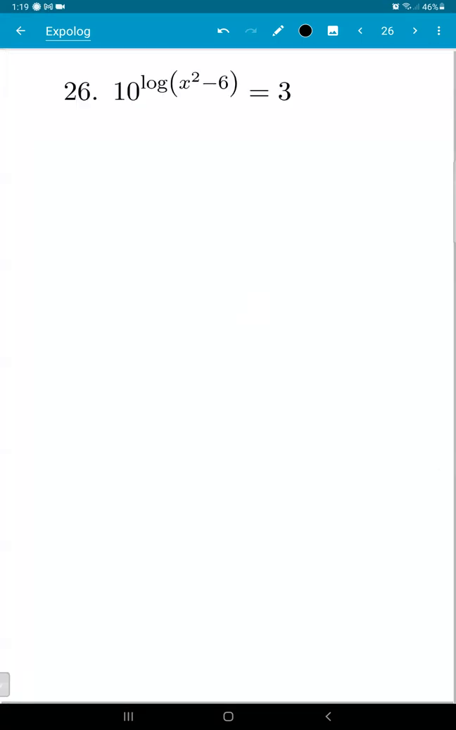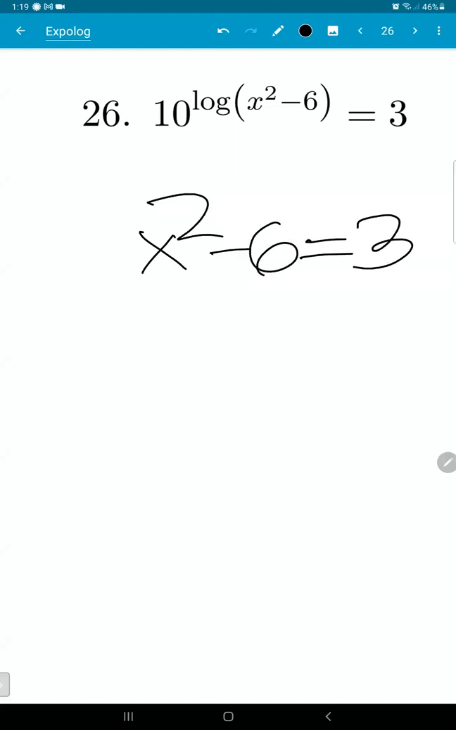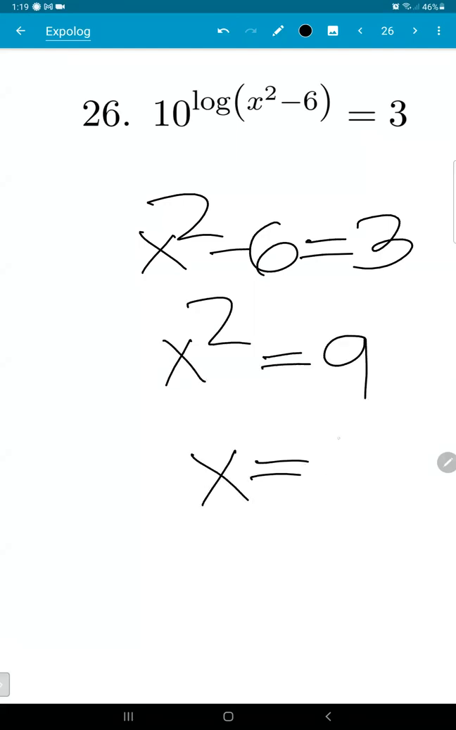We have the left-hand side here just equal to the input x squared minus 6. And this is actually just some quadratic equation. x squared equals 9. So there are two possible values, plus minus 3.